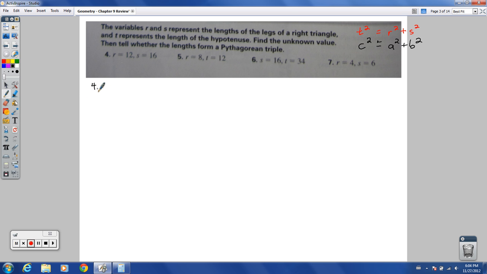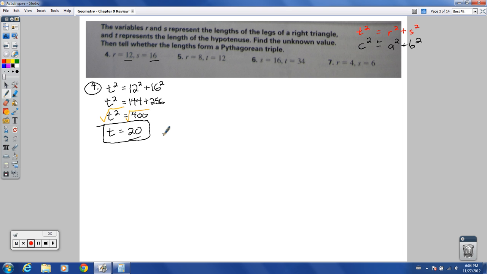So let's take number 4 here. Let's find the unknown value. We're finding t is missing here. So we're going to have t squared equals r squared plus s squared, 12 squared plus 16 squared. From there, it's a matter of just working out the arithmetic. So this is 144, this is 256, this becomes 400. You take the square root of 400, and it comes out to a nice clean whole number, and that is t equals 20. And so was this a Pythagorean triple? Do you have 3 whole numbers here, here, and here? Yes, it is. So you would say yes, we'll just call it PT for Pythagorean triple.